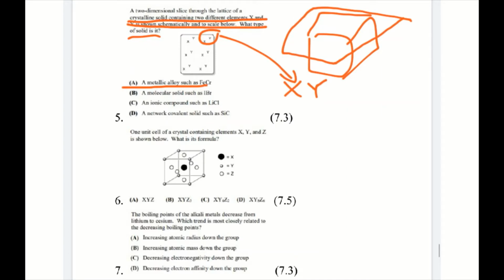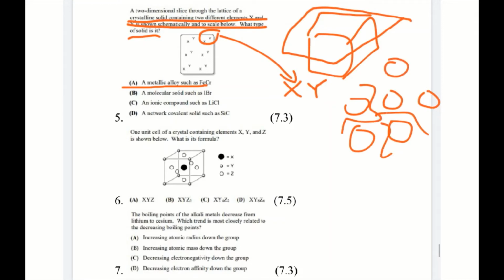Now, alloys have their metallic atoms scattered randomly in the sea of electrons, so you wouldn't have an orderly combination of XY 6 times in an alloy, because that's just too perfect. So because of this, it should not be a metallic alloy due to its orderliness. Now, is it a molecular solid?